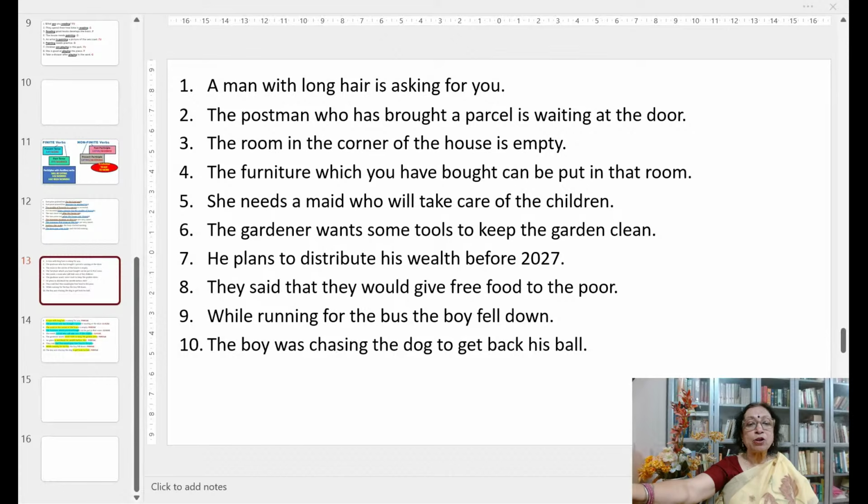The requirement for a clause is that we need to have a finite verb. To keep is non-finite. The is article. Garden is noun. Clean is adjective. Therefore, we have no finite verb at all. To keep the garden clean is a phrase. Sangeeta Malikji, you're right. All others have got it correct. It's a phrase, yes, not a clause. Now let us move. He plans to distribute his wealth before 2027.